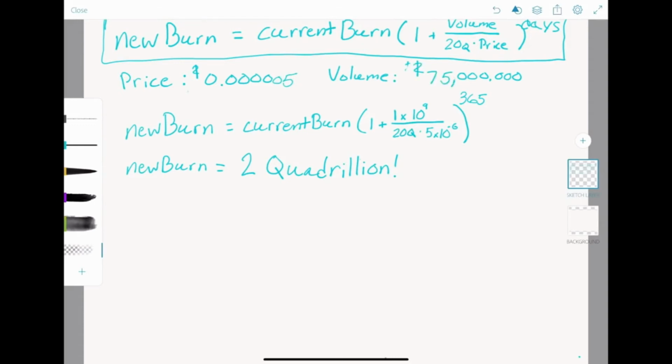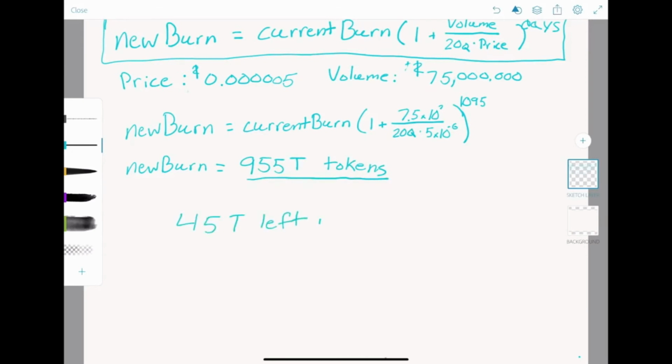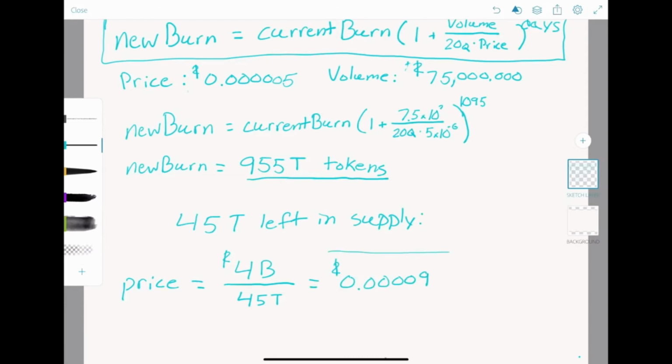If we keep our price of 0.00005, our equation says in 3 years the burn wallet will own 955 trillion tokens, leaving 45 trillion left. Even if we do not gain market cap at all and our valuation for Safemoon stays the same, our price would be 0.00009, or again 18 times higher than it is right now.